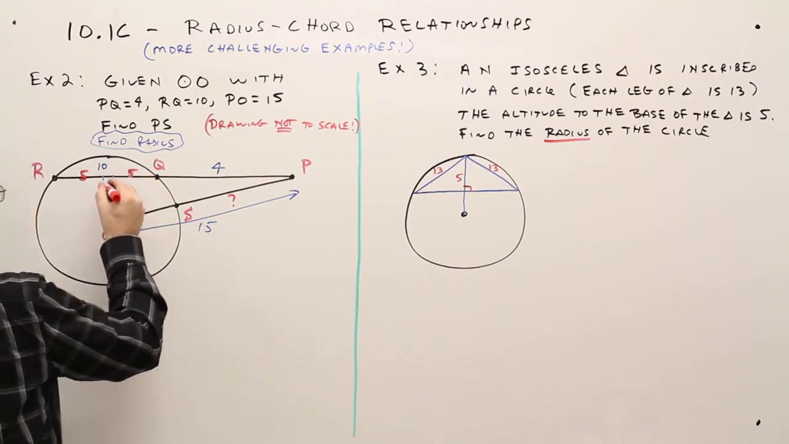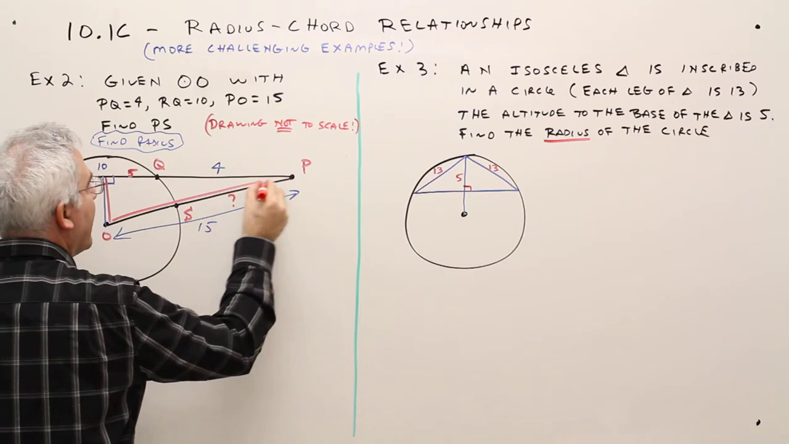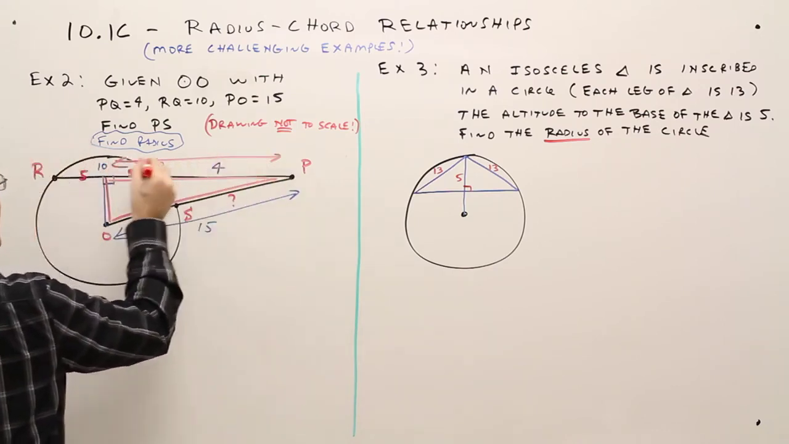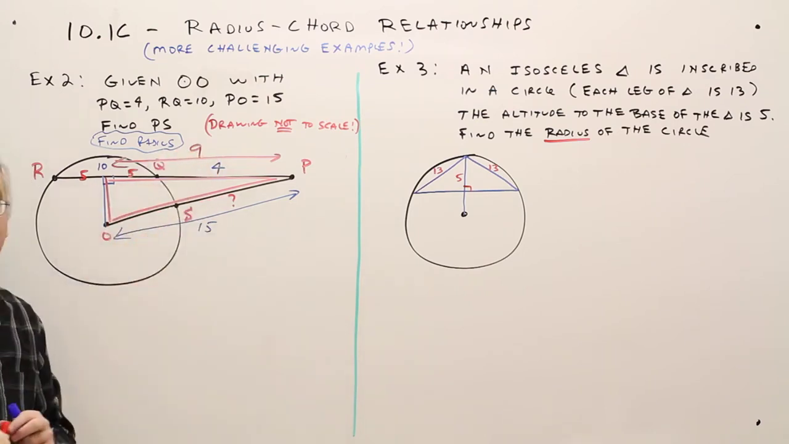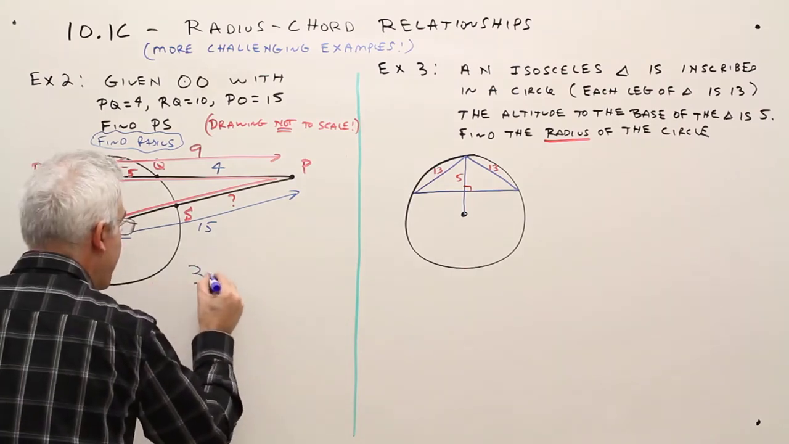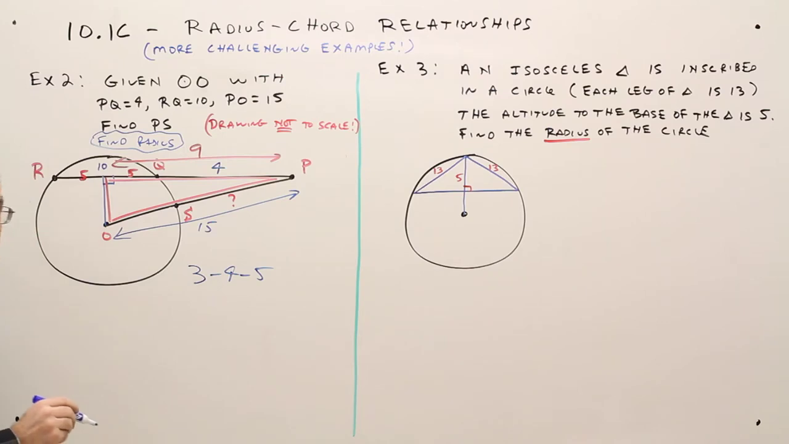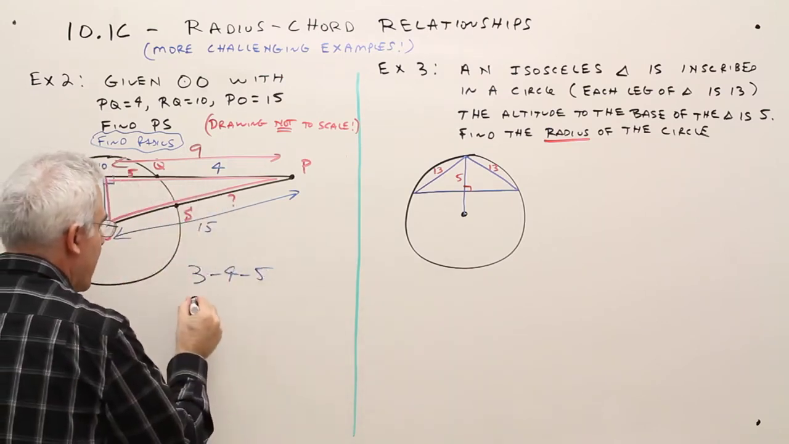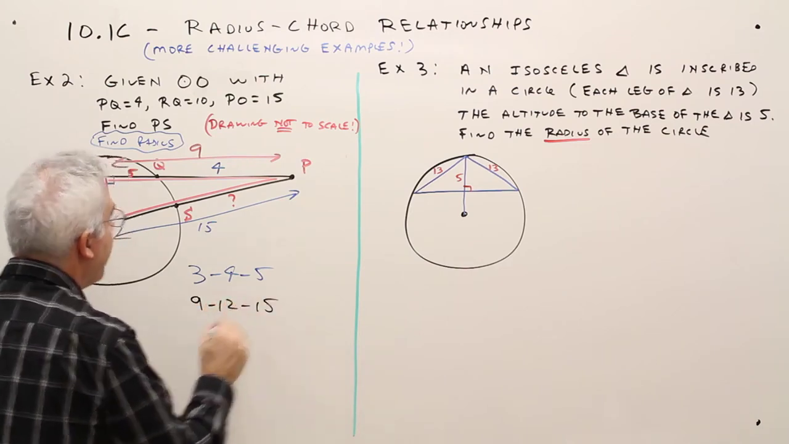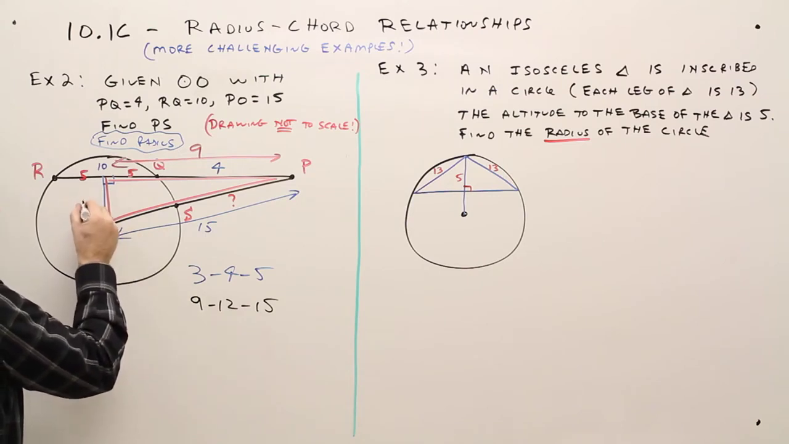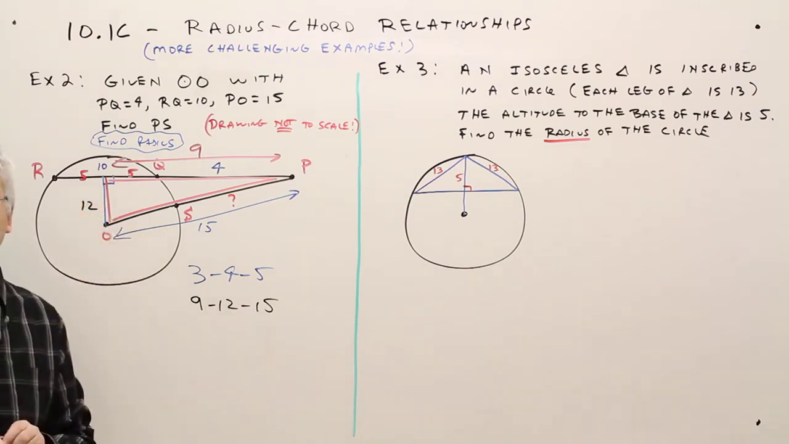It looks like I've got a right triangle over here. I'll highlight it in red. And it looks like this whole length here is 9, and that whole hypotenuse is 15. That kind of reminds me of something. 3, 4, 5. Let's multiply each number by 3. 9, 12, 15. So we got a 9 there and a 15 there in the hypotenuse. This must be a 12.